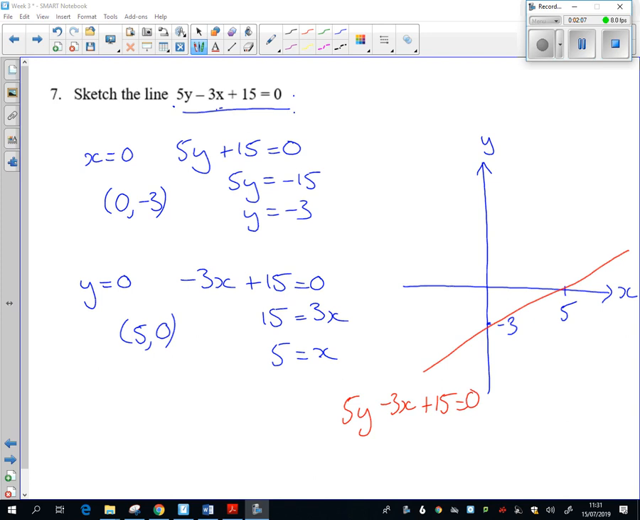Okay, if you rearranged that to y equals mx plus c and sketched it that way, that's perfectly acceptable as well. That's absolutely fine, but just make sure you do label the two intercepts as well.